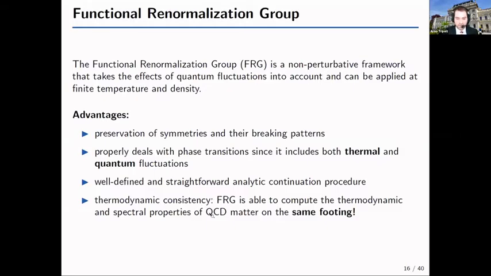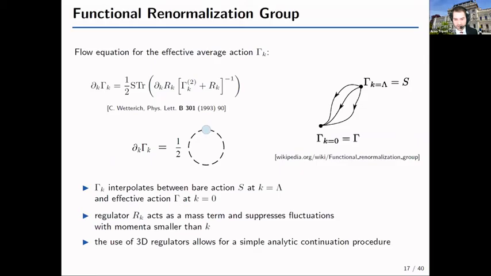So let me summarize the basic idea of the FRG, which is that you start at some high energy or momentum scale with the classical action of the model or effective theory of your choice, for example, with the quark-meson model at an energy scale of 1 GeV. And you then take into account the effects from fluctuations at lower energy scales by solving this so-called flow equation, which you see here, which is also known as the Wetterich equation.